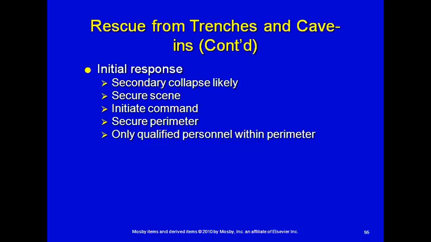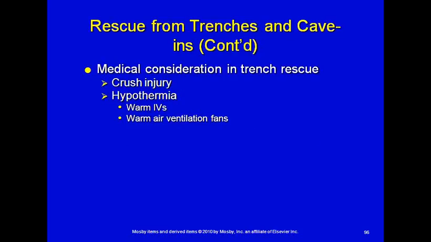Your initial response, do understand that if there's been one collapse, there always is a potential for a secondary collapse. You want to secure the scene, set up incident command, secure the perimeter, and only people with trench rescue training should be allowed within the perimeter.